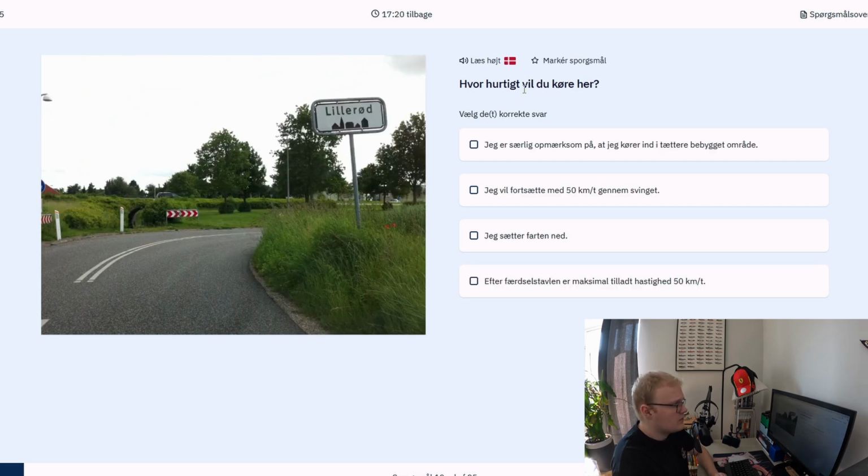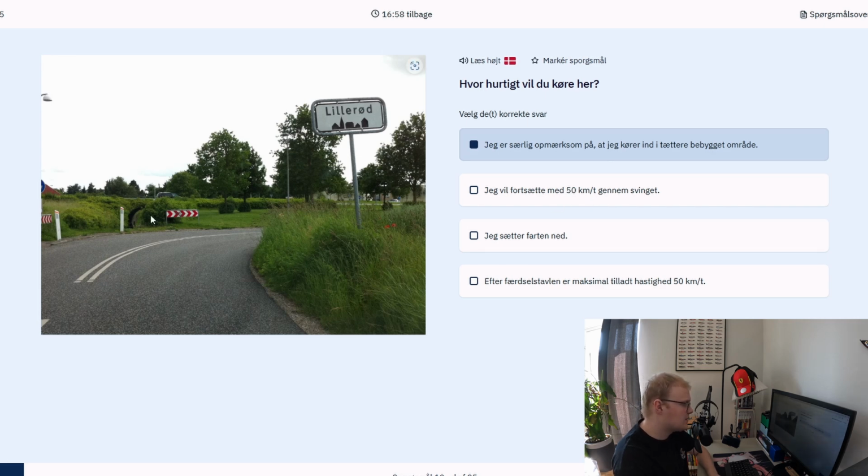Okay, how fast are you going to drive? You have the built-up area sign, which means it's 50. There is a sharp turn here, so I might slow down a little bit. So let's see what this is. I am especially observant that I'm driving into a built-up area. Yes, I am. I will continue with 50 kilometers an hour through the corner.